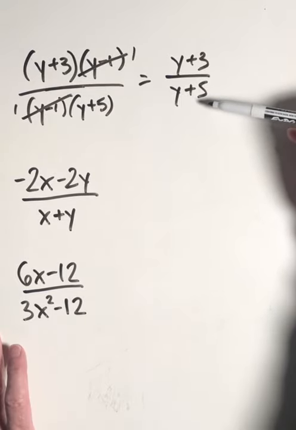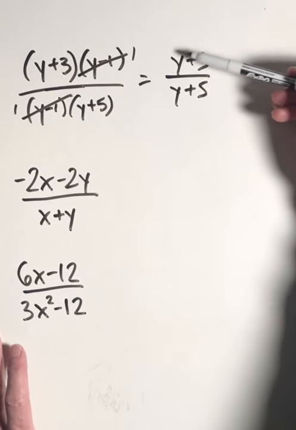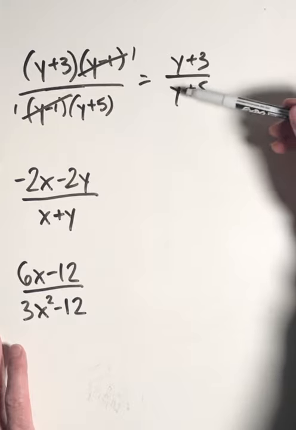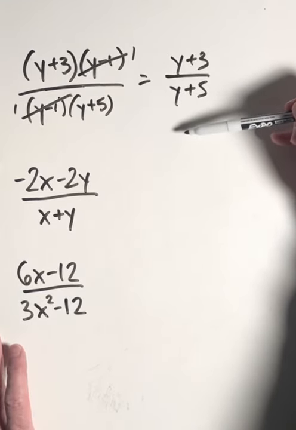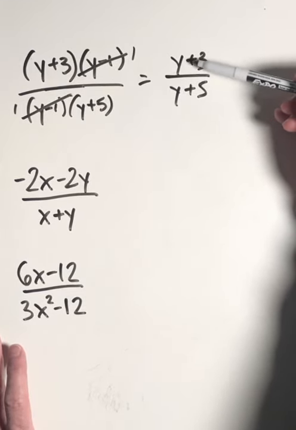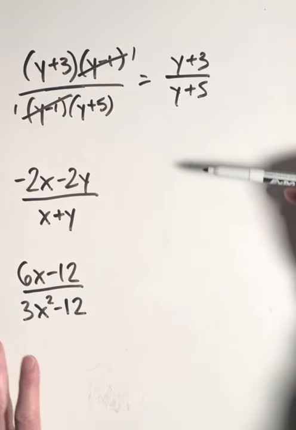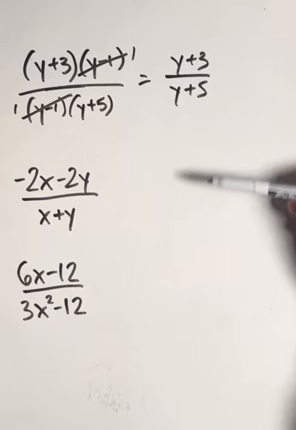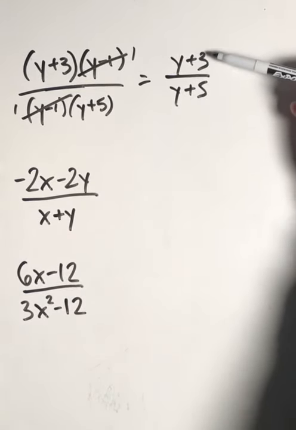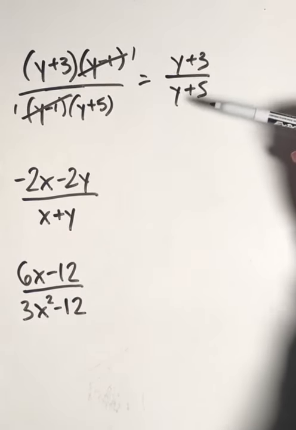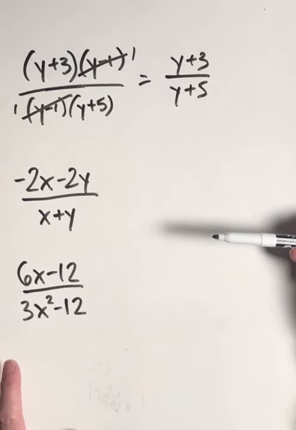We can only cancel factors. If this were 3 times y, or 3y, and this were 5 times y, or 5y, then we could cancel the y's. But since these are sums or differences, we cannot just cancel unless that factor of y appears in each term in the numerator and denominator, and it does not here. So this is the simplified form.